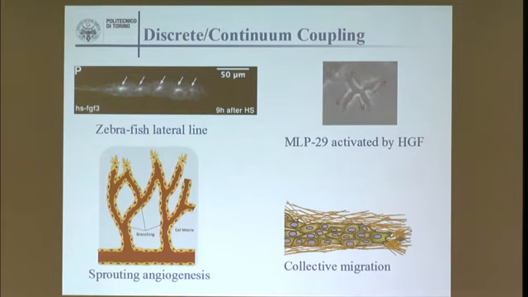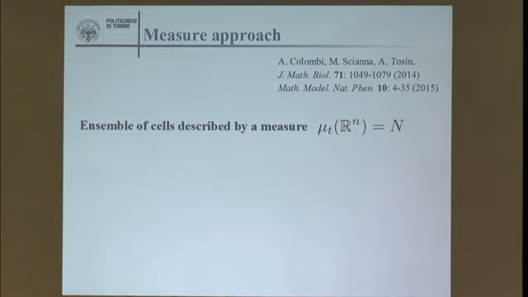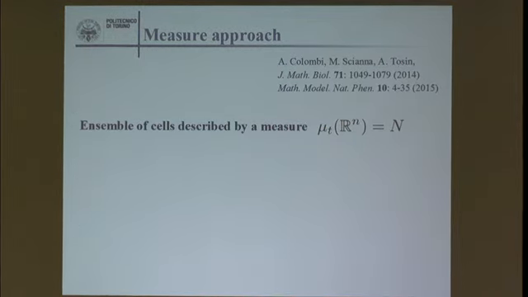But there are other examples. Okay, this is collective migration. This is a picture by Caterina Wolf and Peter Friedl, with some leader cells and some followers, or you have tip cells and stalk cells in angiogenesis and so on. You have these situations, and we want to see if we can do something from the modeling point of view. What I'm now presenting is work essentially by Anna Chiara Colombi, Marco Scianna, Andrea Tosin, and in part myself.